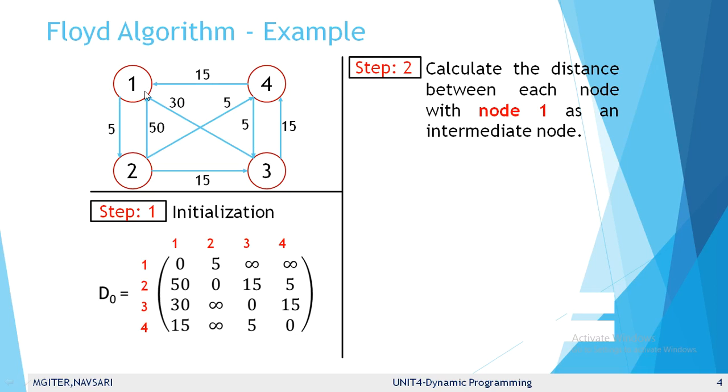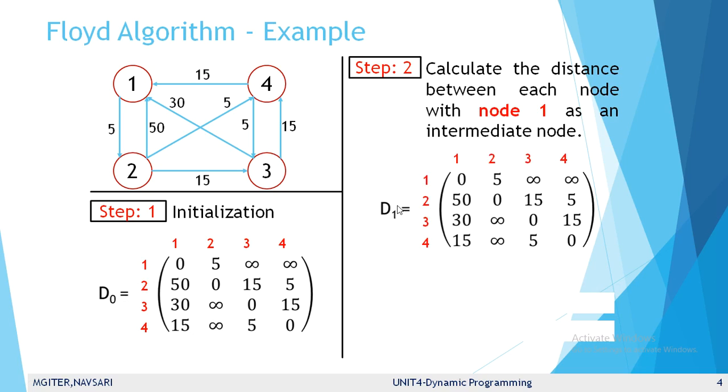Now in the next step we calculate, taking the starting vertex as 1. We find the shortest path between 1 to 2, 1 to 3 and 1 to 4 from the matrix D0, the previous matrix. So here we take the intermediate vertex as 1, and we write D1. In the D1 matrix, the shortest distance goes through one intermediate vertex, with a maximum path length of 2 edges.